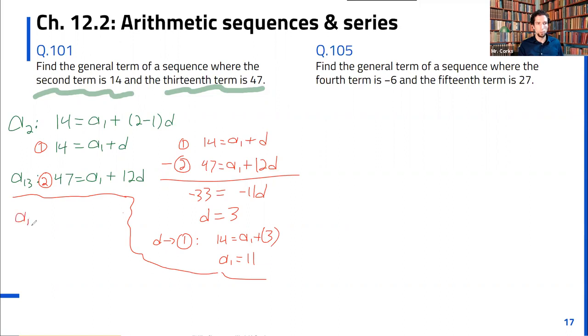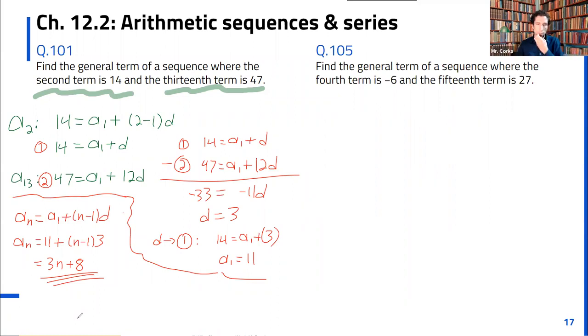General term formula, once again here, An is equal to A1 plus n minus 1 times d. Substitute in these numbers, An is equal to 11 plus n minus 1, and d is 3. So we'll just skip some stuff here. 11 minus 3, that's 8, and 3n, so 3n plus 8 is our general term.